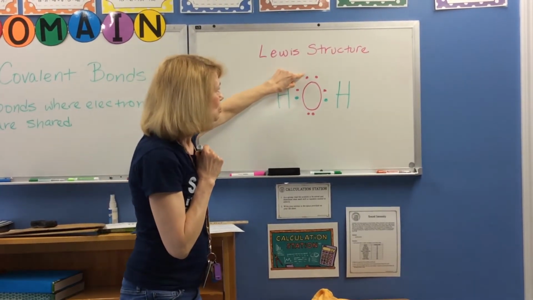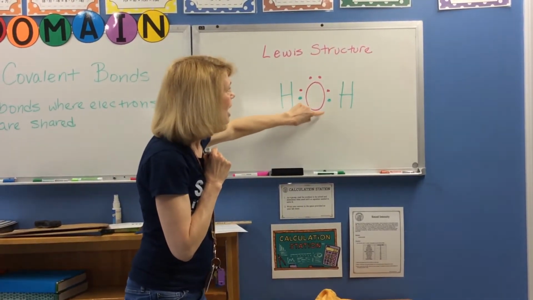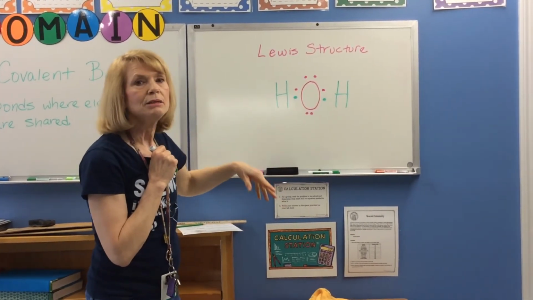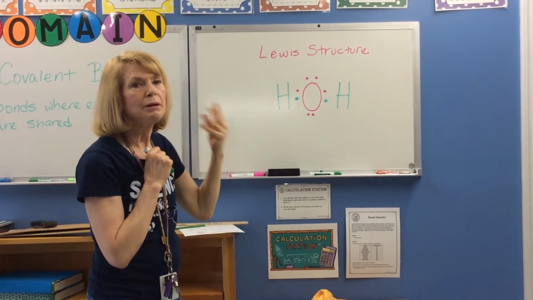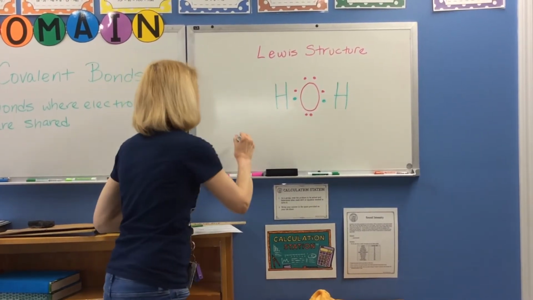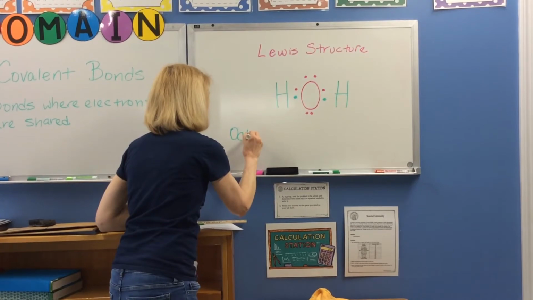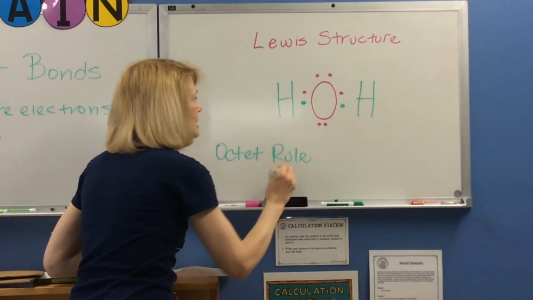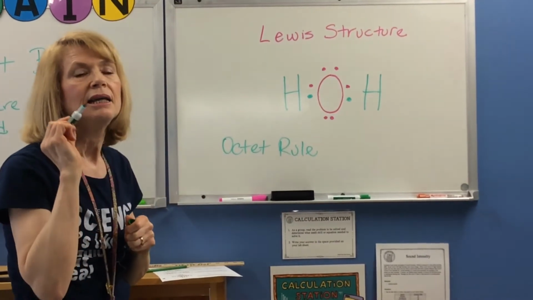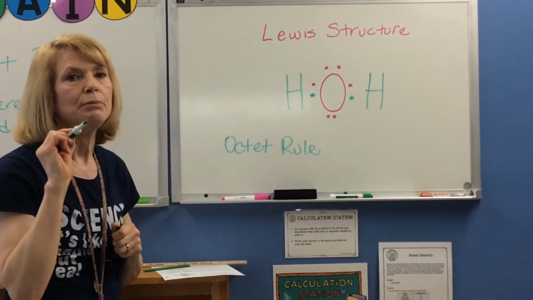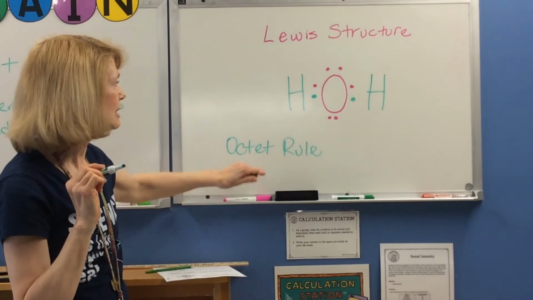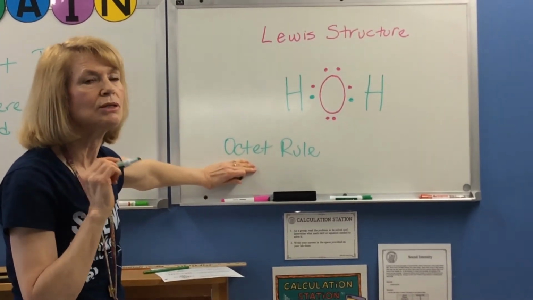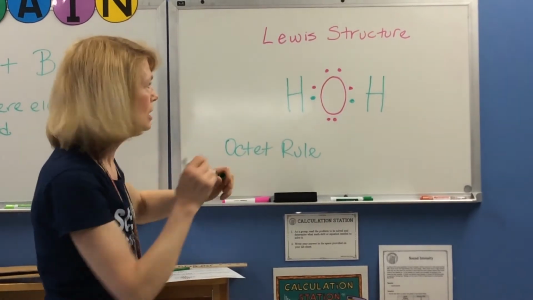The oxygen has 1, 2, 3, 4, 5, 6, 7, 8. 8 is the most that its outer shell can hold. Remember the octet rule? The octet rule says that an atom is most stable when it has 8 valence electrons, oct, 8. 8 valence electrons, or 8 electrons in the outer shell.